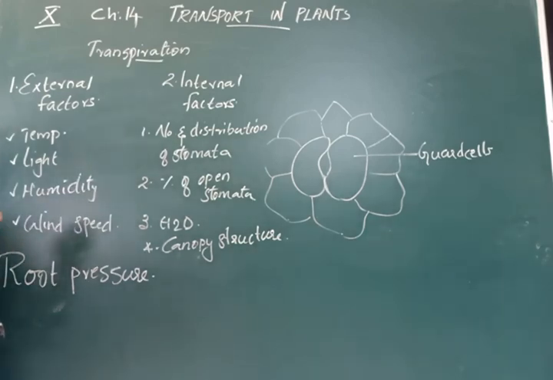So this is the first part of transport in plants. We studied what is transport, what are the means of transport, through what tissues water is transported, what is the pathway of water transport, the types of pathways, that is apoplastic pathway and symplastic pathway, what is transpiration, how the stomata open and close, what is transpiration pull and how water is evaporated from the leaves, what are the factors affecting transpiration, and what is root pressure.